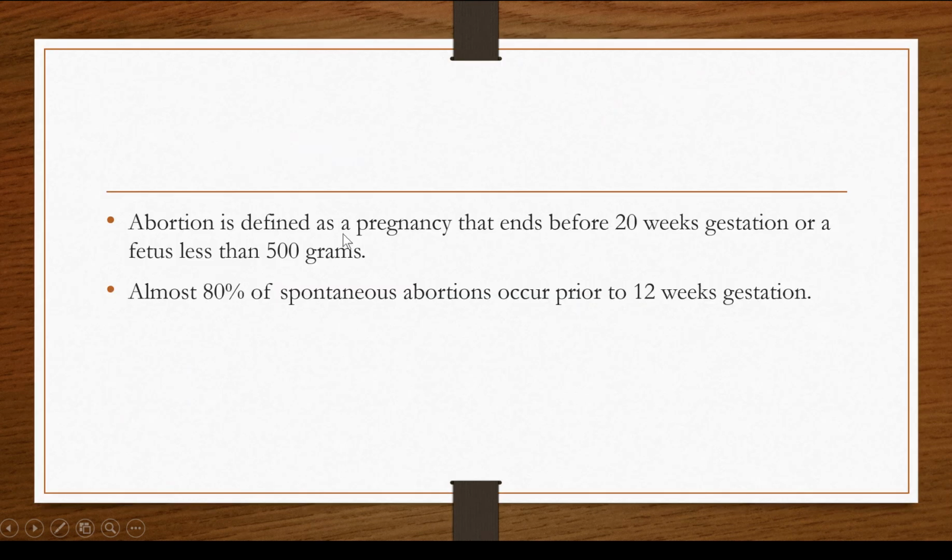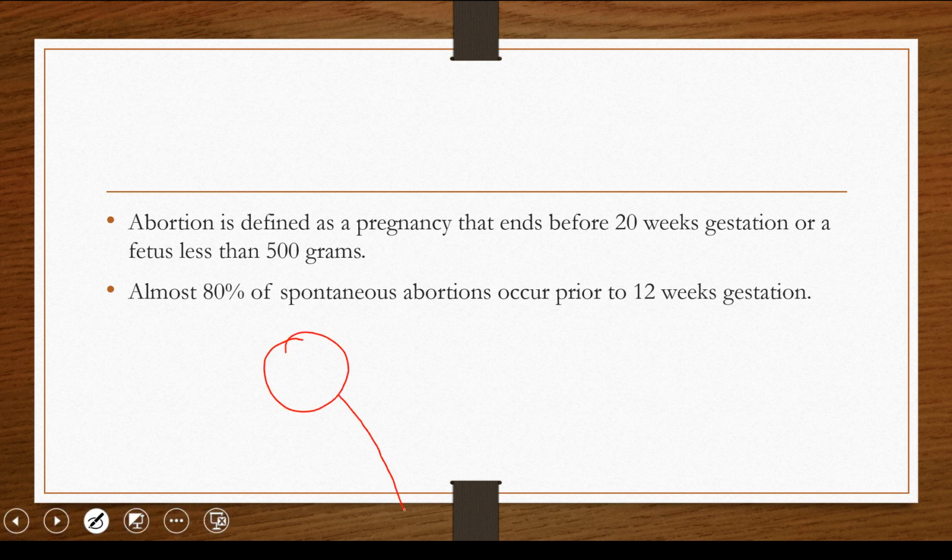Abortion is defined as a pregnancy that ends before the 20th week of gestation, or a fetus that weighs less than 500 grams. It's also defined as spontaneous expulsion or forced extraction of product of conception. Almost 80% of spontaneous abortions occur before the 12th week of gestation. Now pause the video and think for a second about what could be the possible etiologies of abortion.